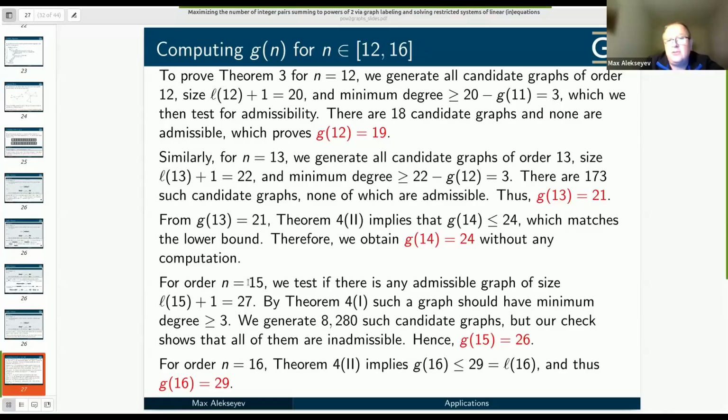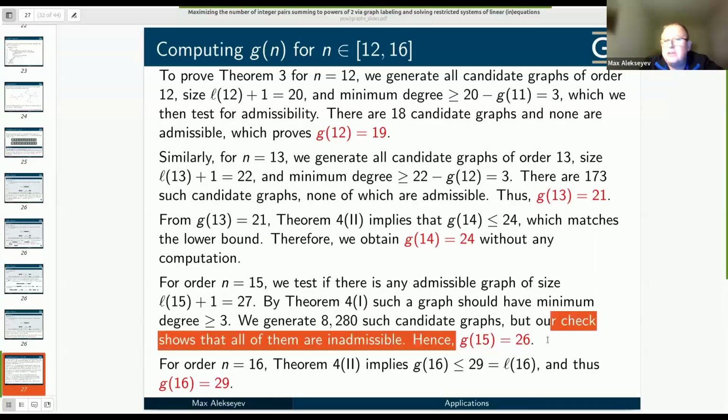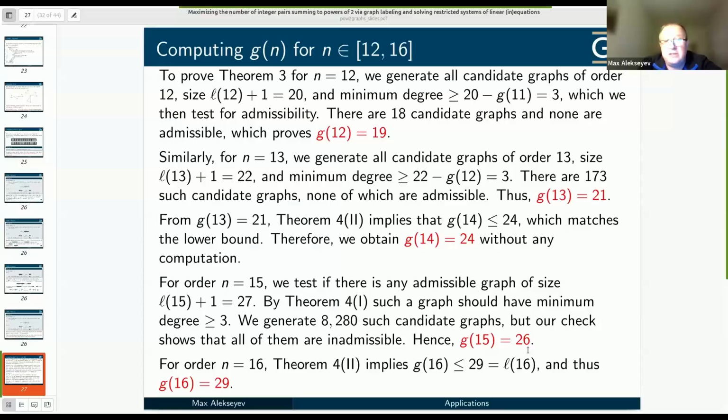Then for n equal 15, we again need to make a bit of computations. Namely, we have 8,280 candidate graphs that we need to test for admissibility, and we do so. No such graph is admissible, and we conclude that g of 15 is 26. And finally, for n equals 16, again we get our value for free. No computation is needed.